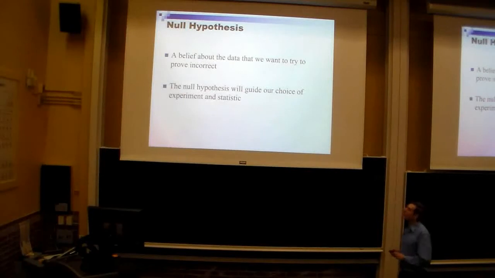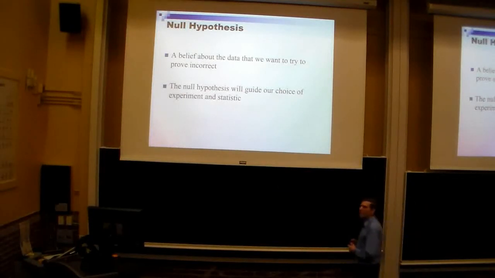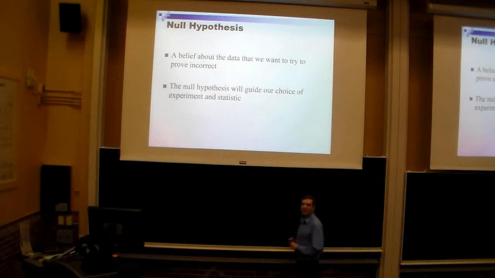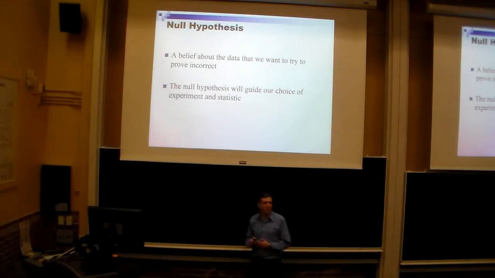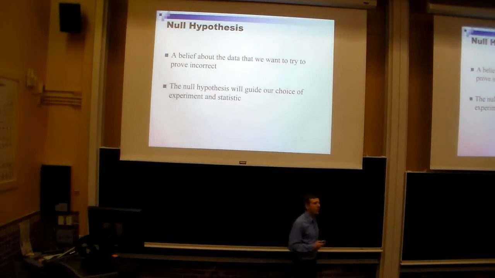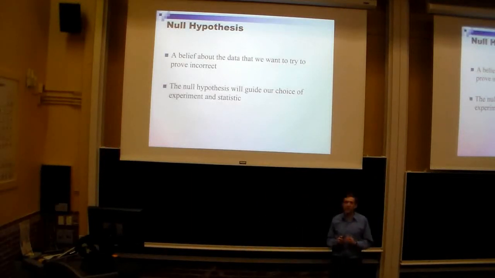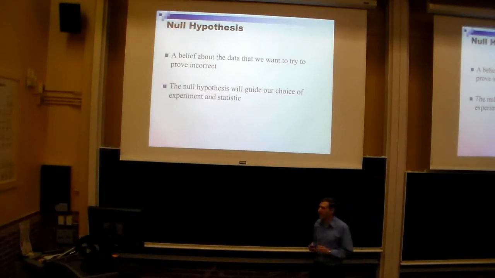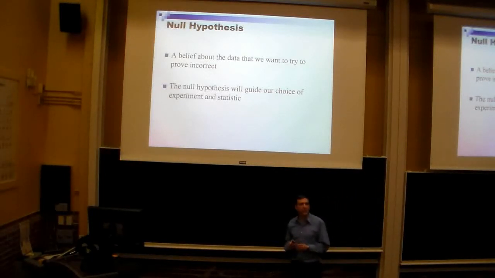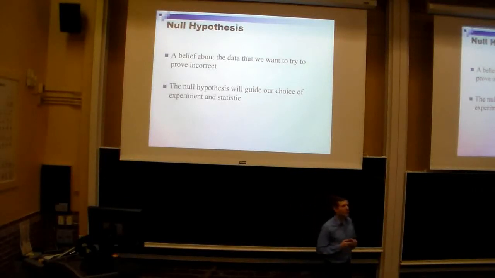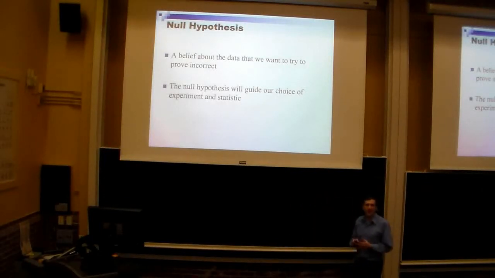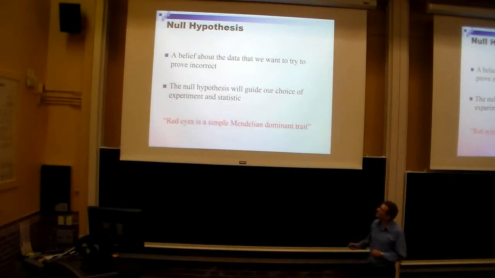And that brings us back to our elements of statistical reasoning. So the first element I mentioned is a null hypothesis. And the null hypothesis is a belief about the data that we are trying to disprove. And our choice of null hypothesis is going to guide the experiment we design, it's going to guide the statistic we design. We need to design an experiment and pick a statistic that will be good at disproving the null hypothesis if the null hypothesis fails in ways we would expect it to fail.